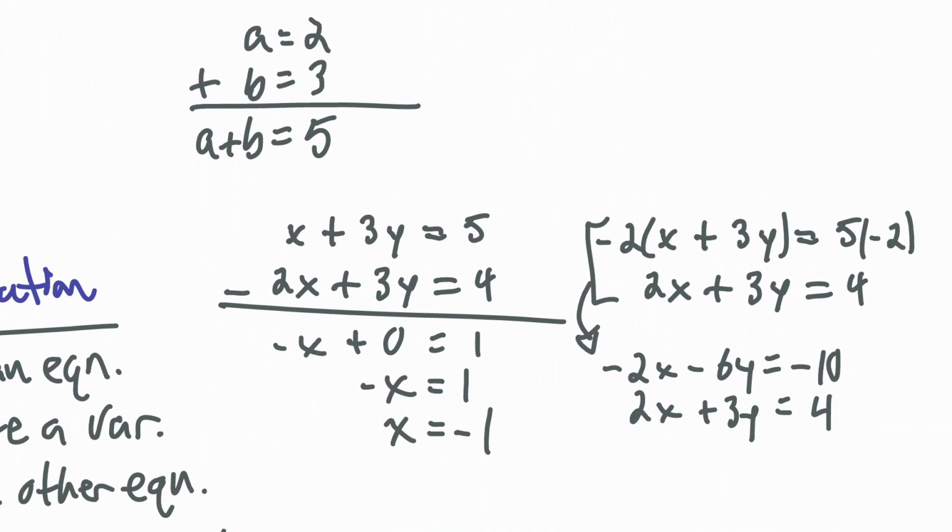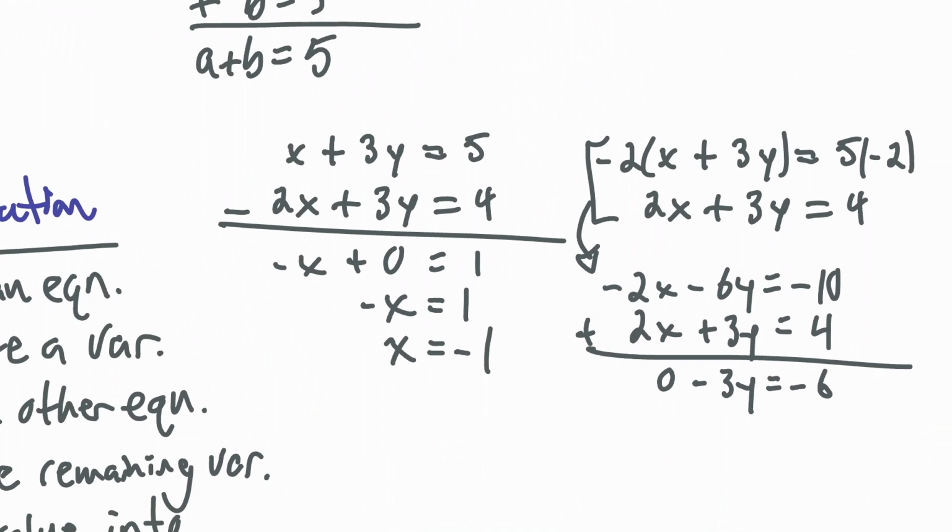And now if I add the two together, then the x's will cancel completely. So I'll get negative 2x plus negative 2x is 0. Negative 6y plus 3y is negative 3y. And then negative 10 plus 4 is negative 6. Okay, I've eliminated x. I can drop that 0. We don't need that. And then divide by negative 3 on both sides.